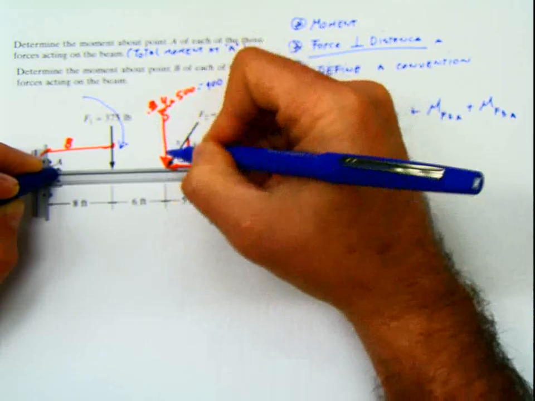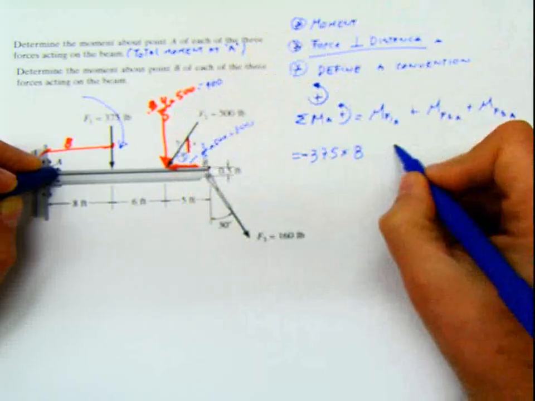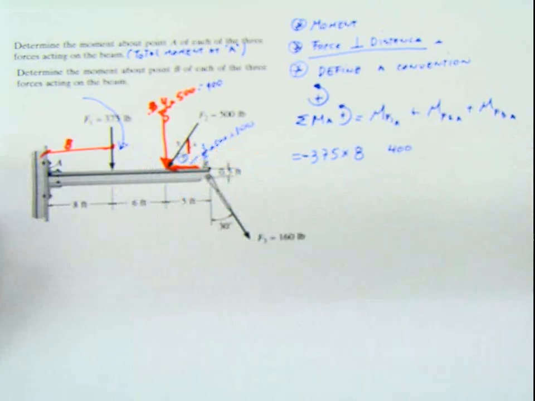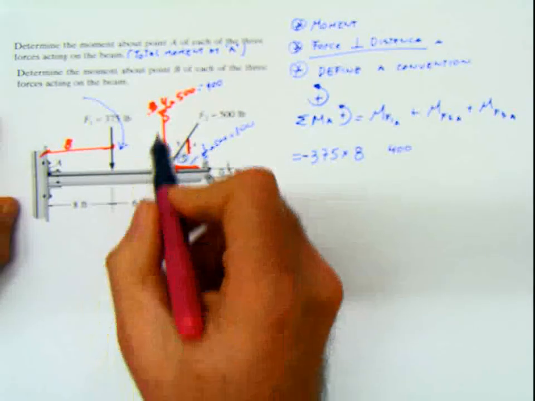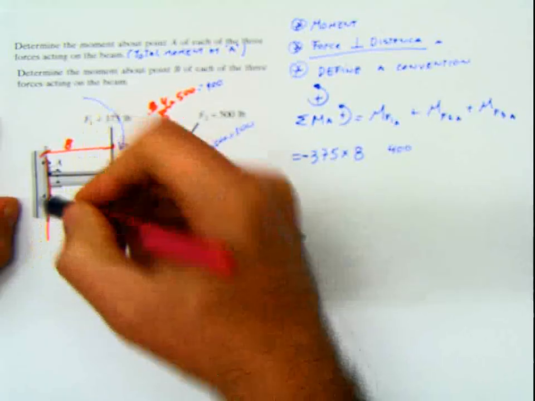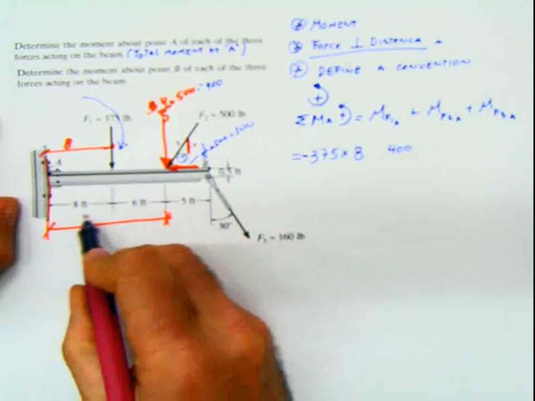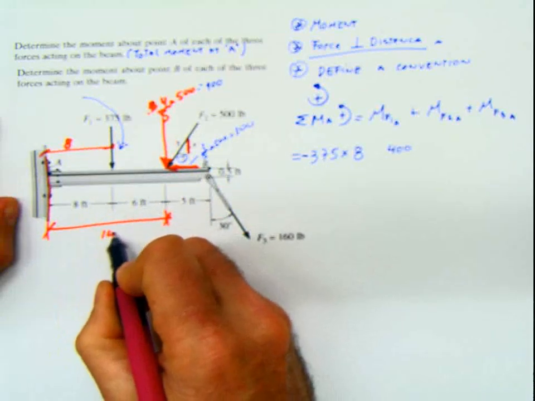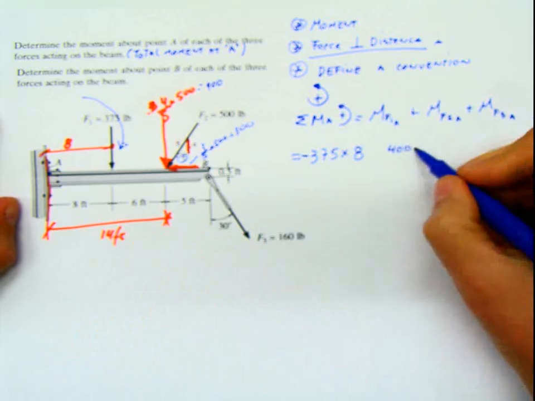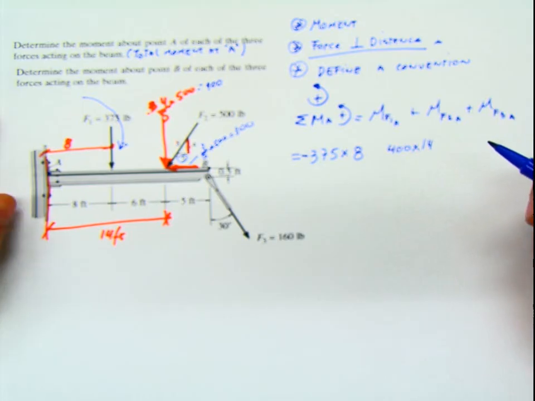Now let's start with the vertical component. Once again, the force is vertical and the force is 400 multiplied by the horizontal distance, and the horizontal distance between this force and this point A, which is here, is 8 plus 6, which is 14 feet. So then I'm going to multiply that by 14.